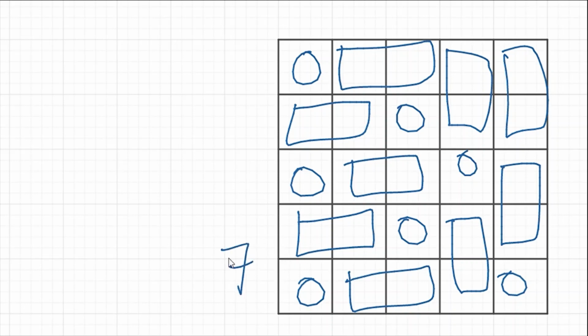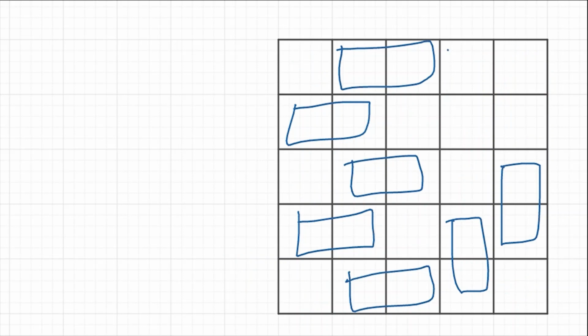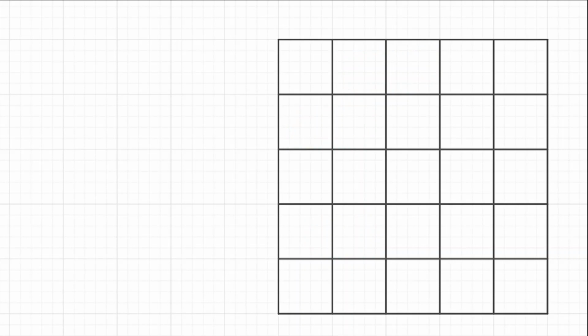So this gives us 7, but I claim that 7 is the maximum number, so we can't arrange the dominoes in another way which gives us a greater number of holes. And now let's see why. So let's firstly clear up our grid, because now we know that it is possible to do it with 7. We now want to prove that it's impossible to do it with more.